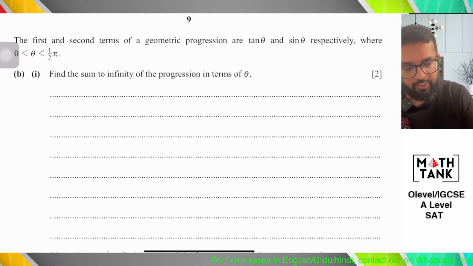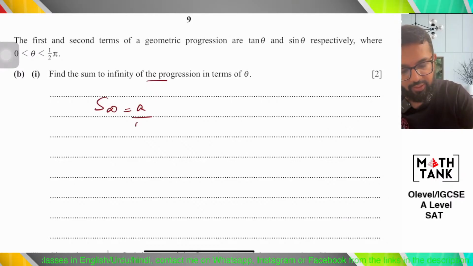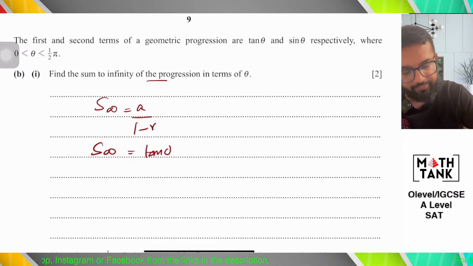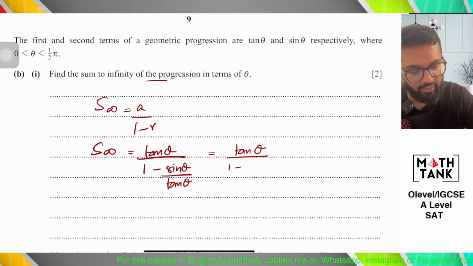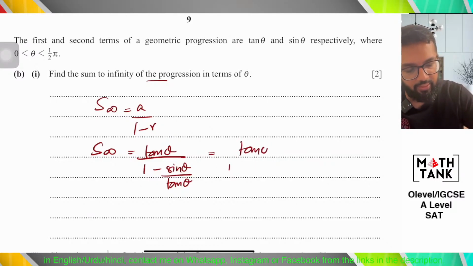Okay, then it says it's geometric now, and the sum to infinity is a over 1 minus r, in terms of theta. So a is tan theta, and r should be sine theta over tan theta, term 2 divided by term 1. So that gives me tan theta over 1 minus... Okay, let's put that as a divide, so I can simplify that.